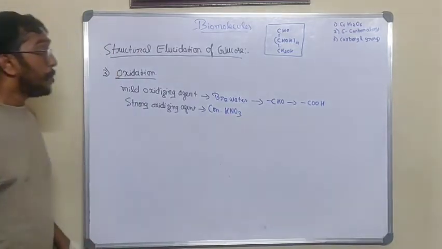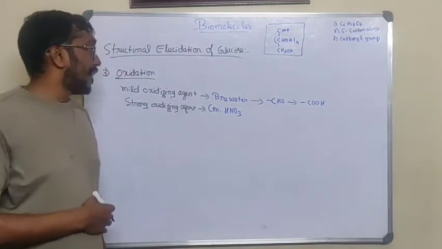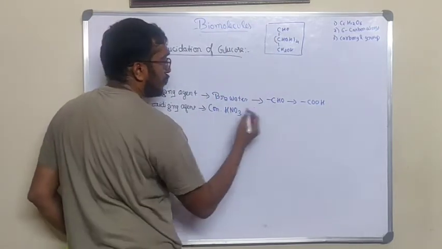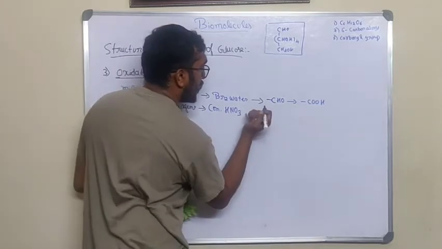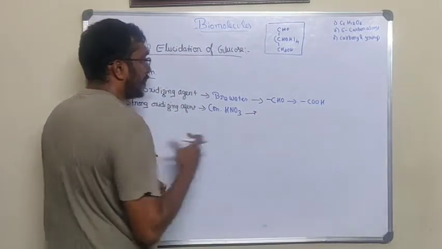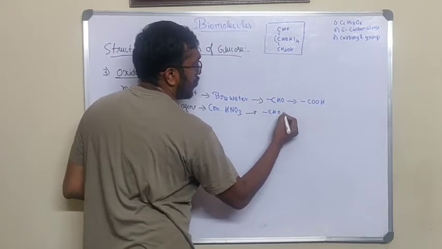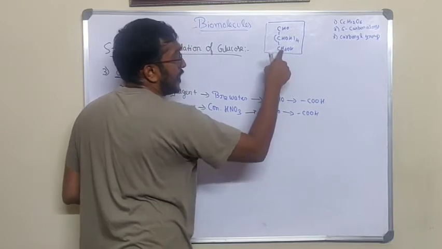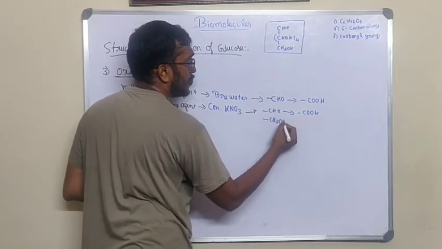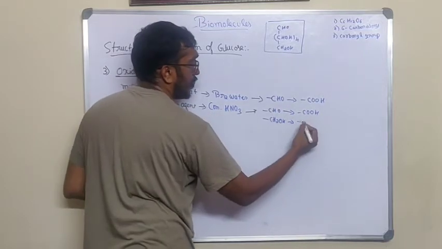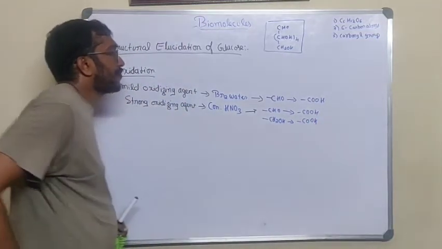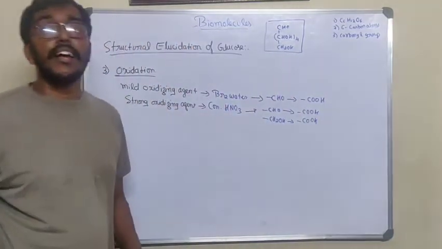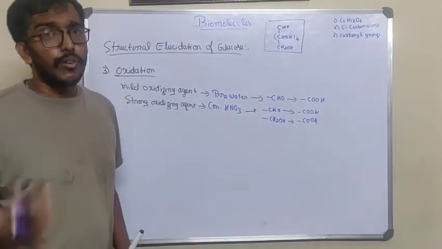But if I use a very strong oxidizing agent, it is going to oxidize CHO and also CH2OH. It is going to convert CHO into COOH and also CH2OH into COOH. Very simple. Clear? This is called gluconic acid and this is called saccharic acid or glucaric acid.